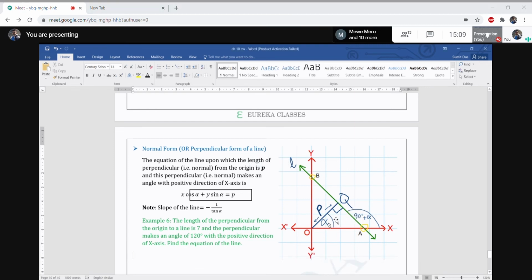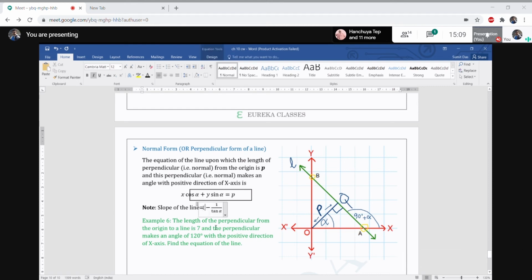Look, if you consider the triangle OQA, this angle is 90 degrees because OQ is perpendicular to L, and this is alpha. Using the exterior angle property, the exterior angle is the sum of the opposite interior angles. So this is 90, this is alpha, so this angle is 90 plus alpha. So what is the inclination of the line L? 90 plus alpha. So what is the slope of line L? The slope of line L will be tan of 90 plus alpha, right?